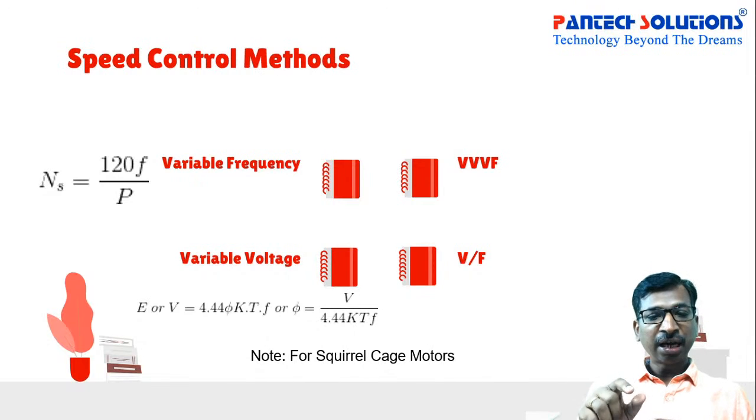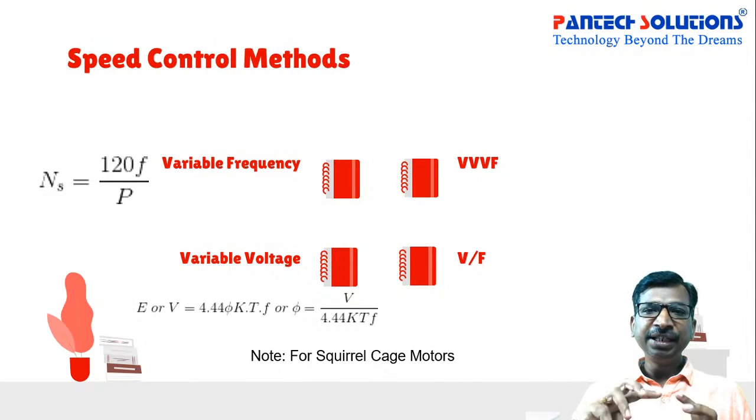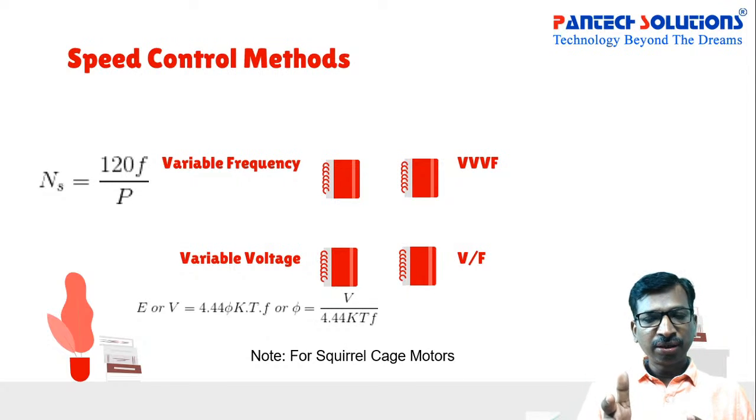Similarly, according to the basic formula, there is a constant called the V by F constant. If you keep this parameter constant for the entire speed range, then we can increase the machine's performance, right? There again we can improve the efficiency of the machine. That we will discuss in the future. For the demonstration, here we are going to check three methods: variable frequency, variable voltage, and variable frequency, variable voltage method.